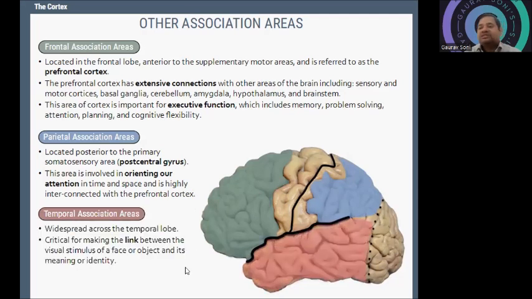It is widespread across the temporal lobe and, as the name suggests, is critical for making the link between the visual stimulus of faces or objects and their meaning and identification. So whatever we see, whatever visual stimulus of facial expressions we can identify, how to understand and interpret them will be done by the temporal association area. So you can understand these three association areas are all very important. One is basically for memory, problem solving, attention, planning, and cognitive flexibility. Next one is for orienting our attention. And the last one is for the visual stimulus and its meaning, how to understand them.